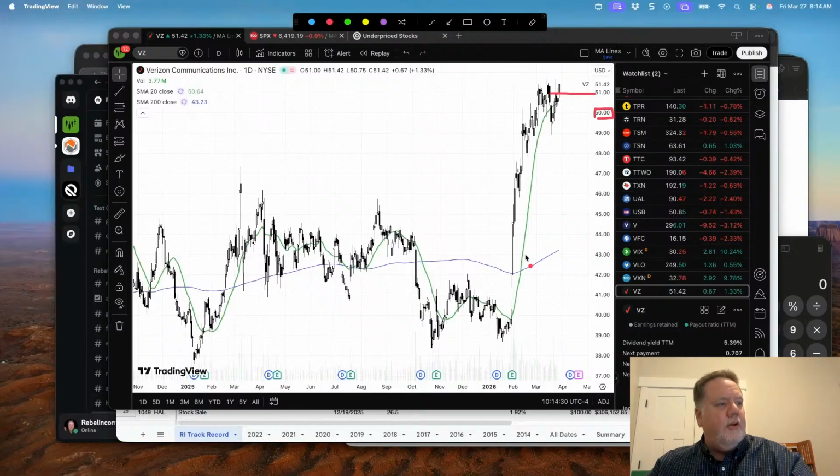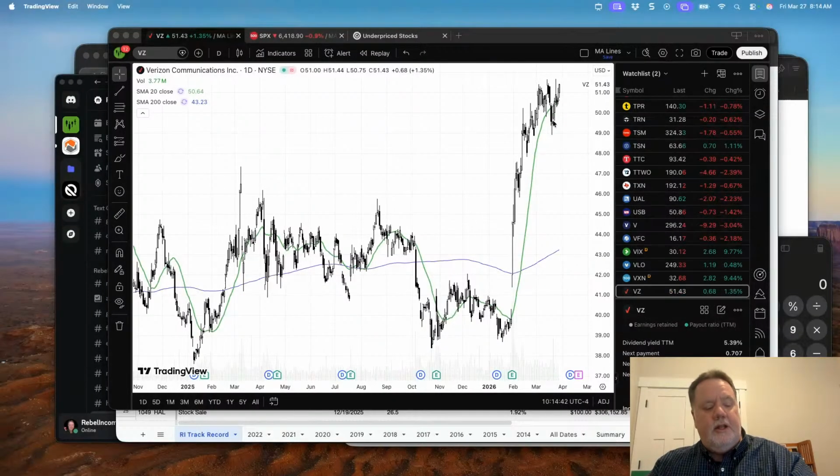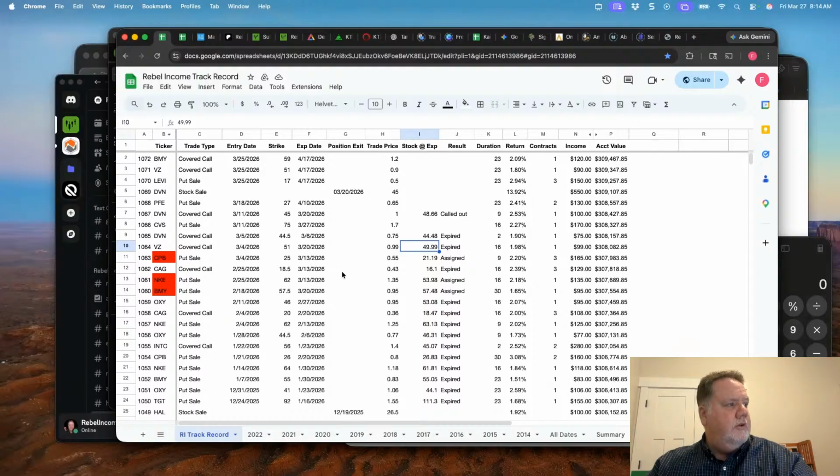So I still don't know how stable or sustainable this current momentum in Verizon is. But for now, I'm going to take it at face value and appreciate the opportunity that it's given me to add some additional income on this 90-cent covered call with the 51 strike price, almost 2%, 1.8% for 3 weeks. And if I get called out, I'll have a little bit of a profit baked into it as well.